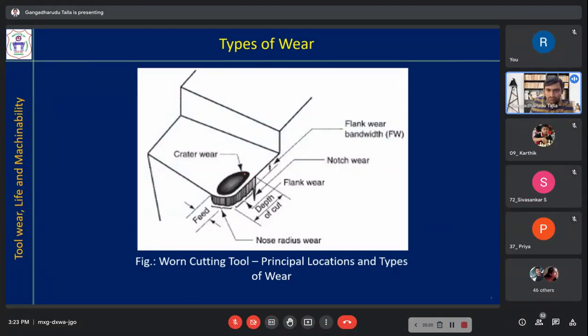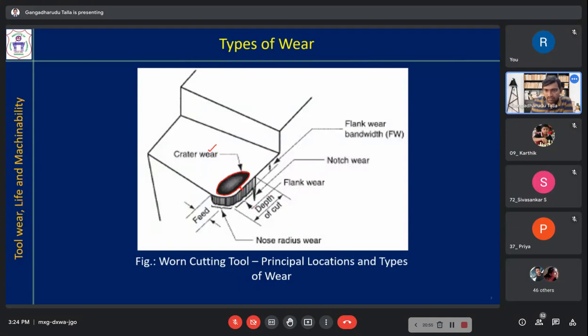Once the tool is worn, you can see this kind of crater formed on the rake surface. This is called crater wear on the rake surface. This is not exactly at the edge, there is just a very small distance from the cutting edge, because this is where there is a high amount of interaction between the chip and the cutting tool.